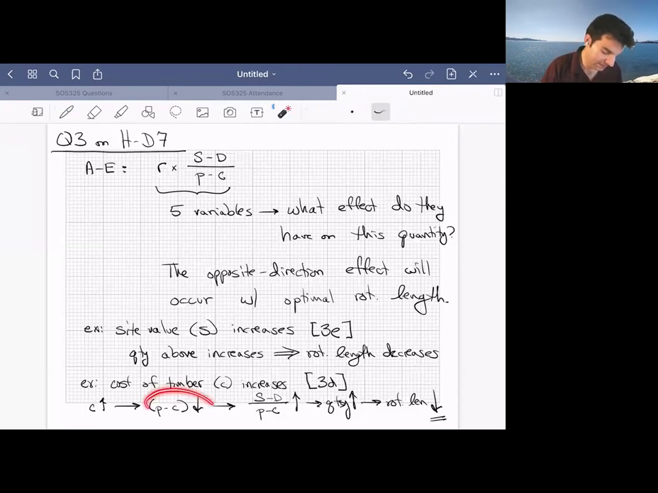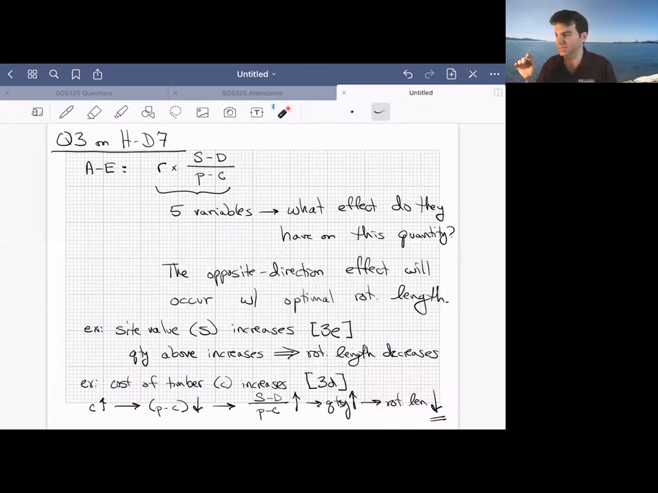So that's what it's highlighting here. The P minus C value has decreased. And so in order for me to meet the bank's interest rate, I have to cut sooner, at an earlier growth rate. And that is why the rotation length decreases.